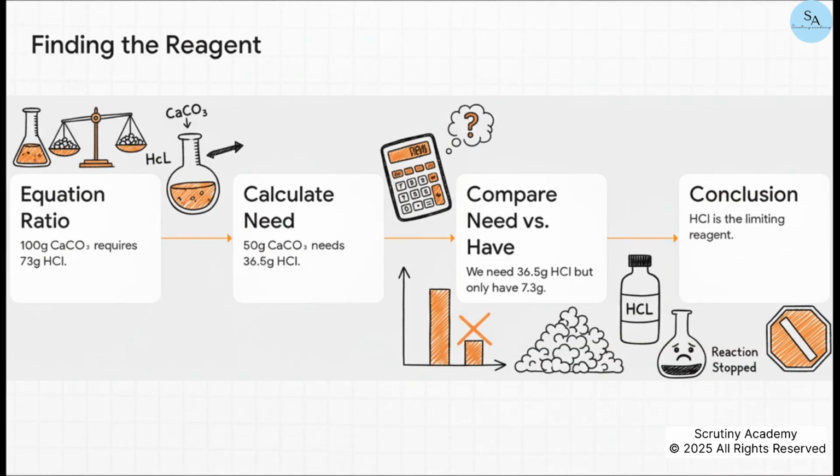Let's do the math. The balanced equation tells us that to use up 100 grams of calcium carbonate, we need 73 grams of HCl. We have 50 grams, which is half, so we'd need half of 73, which is 36.5 grams of HCl. But wait a second, how much do we actually have? Only 7.3 grams. We are way short. We're going to run out of HCl long before the other stuff is used up. That makes HCl our limiting reagent. It's the one that stops the party.